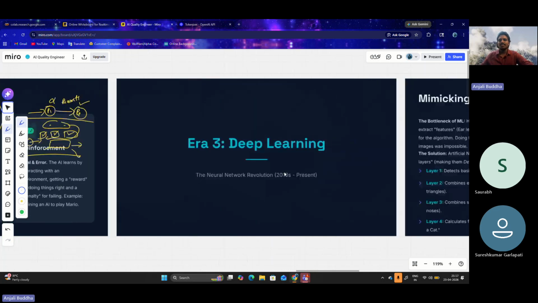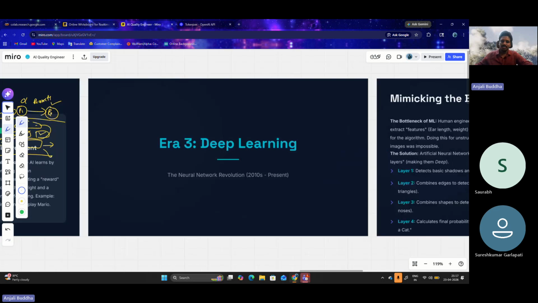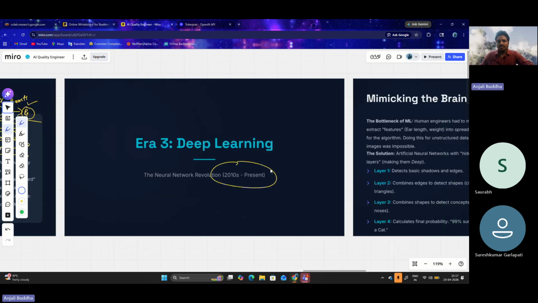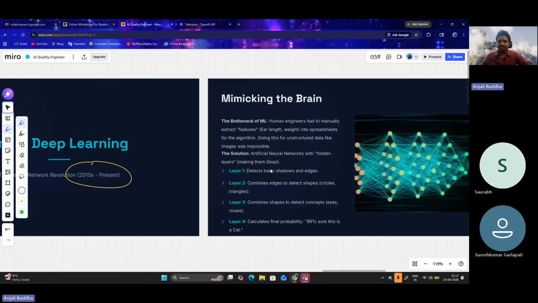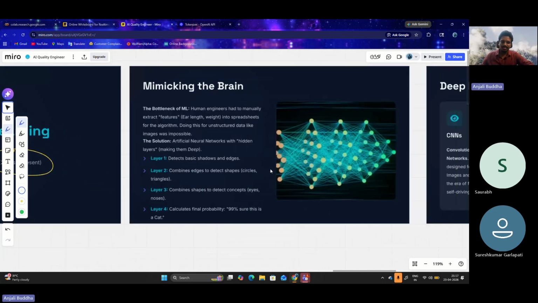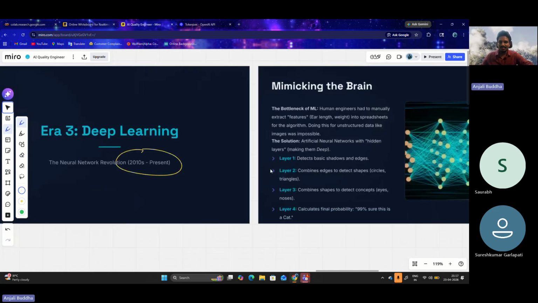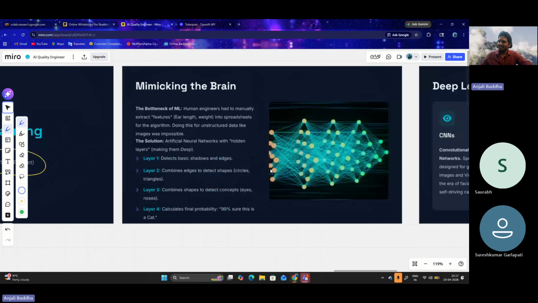So now comes the deep learning age, that is 2010 to present, right? So let's understand what's happening here. So this is, as the word says, deep learning. It internally uses basically the neural network. It's written here somewhere. Yeah, artificial neural networks.